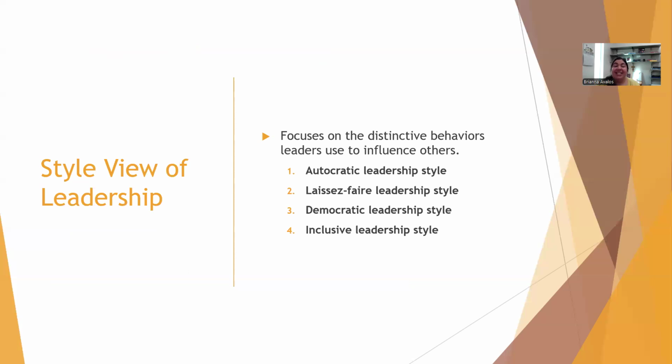Then we can think about the style view of leadership. So that was traits. Now, in a style view of leadership, these are the four different styles people have when it comes to their leadership. And so the first one is autocratic. And this one focuses on the leader just directing others. It says here, telling them what to do. Leaders displaying this style make decisions with no input. They don't really care what other people have to say.